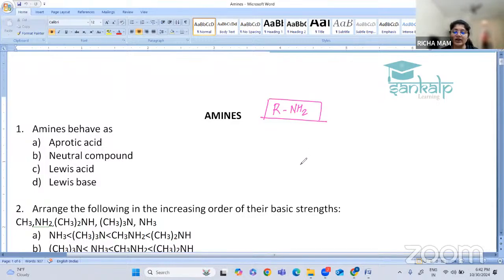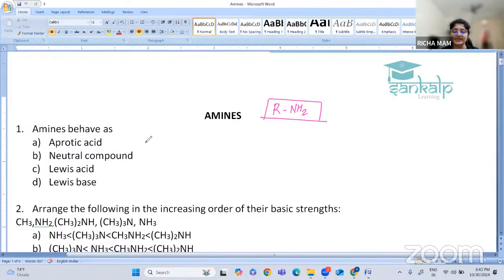They can be polar or non-polar solvents, but they lack that acidic proton. So do amines behave as an aprotic acid? Neutral means neither acid nor base. Okay, neutral compound. C, Lewis acid.